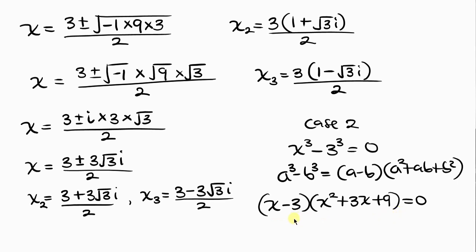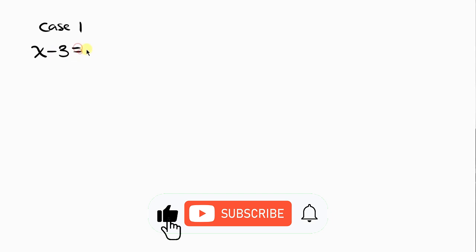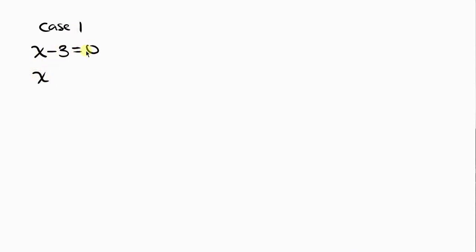So we have two cases here. We have this first one, which is x minus 3 equal to 0. And this other one, which is x squared plus 3x plus 9 equal to 0. Let's solve these cases one after the other in the next slide. Now for the first case, let me call that case 1. x minus 3 is equal to 0. So the value of x, by moving negative 3 to the right hand side, is equal to 3.